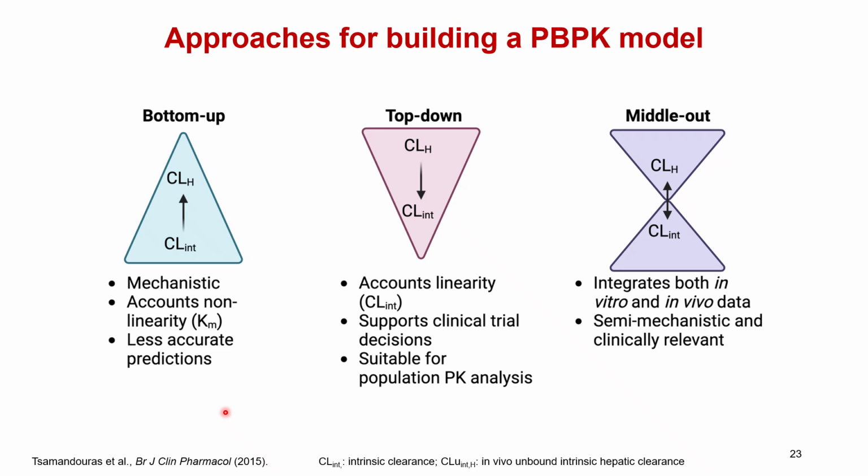In the top-down approach, we start from the organ clearance to calculate the intrinsic clearance, and it can account only for the linearity, but it supports the clinical trial decision and it's suitable for population PK analysis. So the best of both worlds is the middle out approach, where we use both in vitro and in vivo data. It's semi-mechanistic in nature and yet it's clinically relevant.